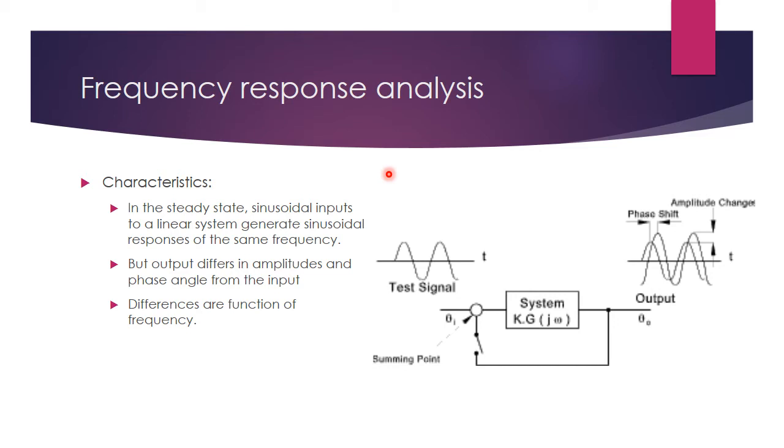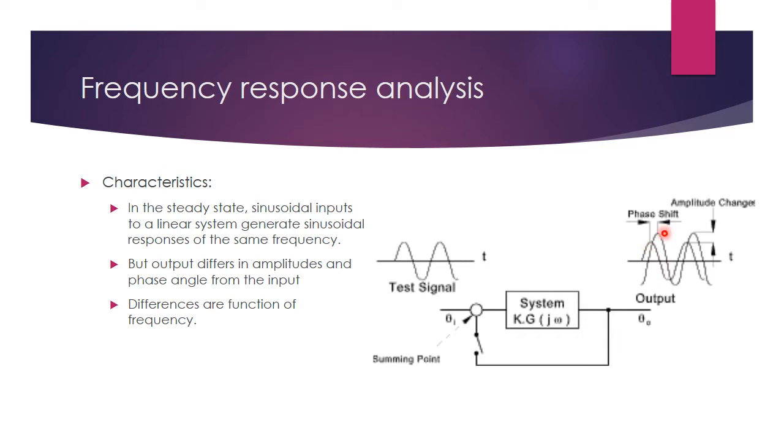Now in frequency response analysis, there are several characteristics that we have to know that allow us to do this Bode plot. The first thing is that in the steady state, sinusoidal inputs to a linear system generate a sinusoidal response of the same frequency. What does it mean? If you give an input of sine wave with a frequency of 50 Hz, the smaller wave here is the input, the bigger wave is the output. The output will have the same frequency. If the input is 50 Hz, the output will also be 50 Hz.